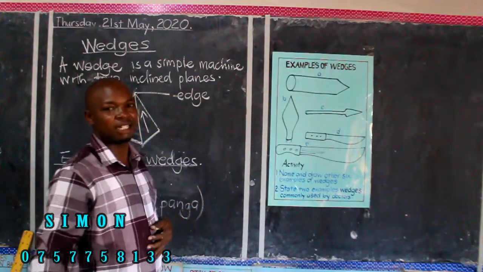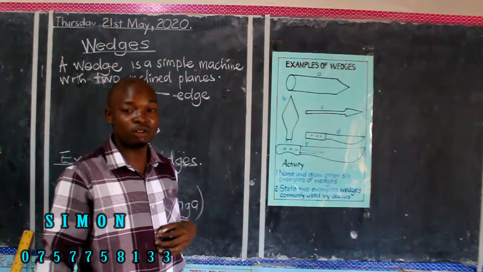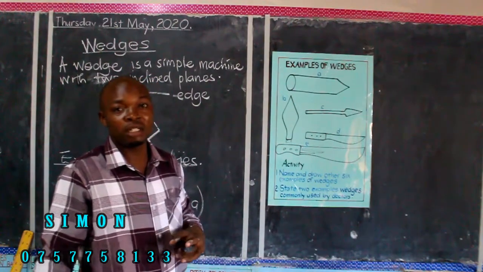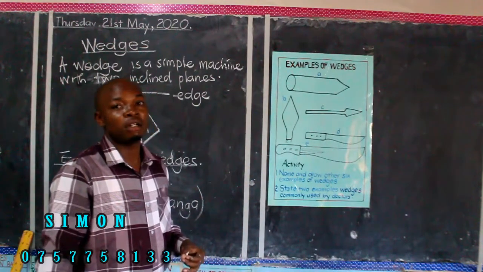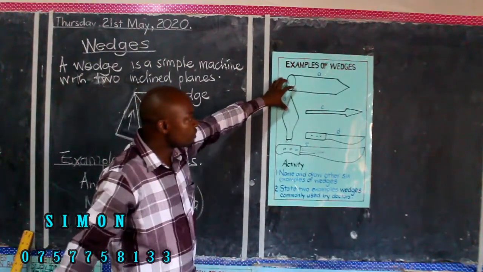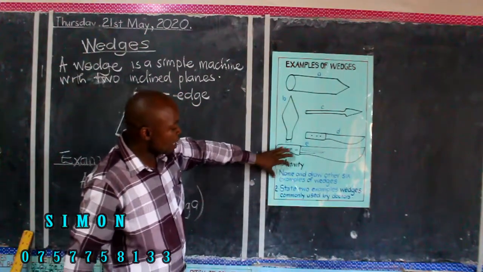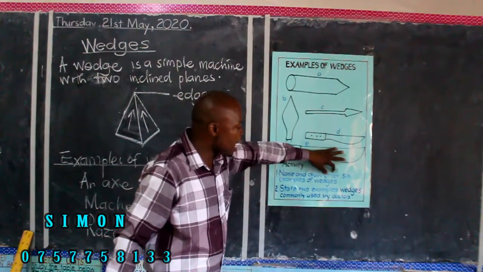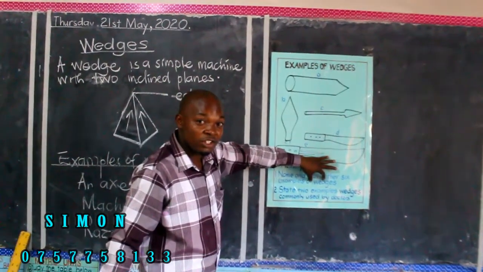On top of that, doctors in hospitals use what we call surgical blades. They have needles, the ones that are put on syringes before injection. We have hoes for digging. We have slashers, and very many other objects, as you will discover. So, for now, I have these questions, and I wish you to do them properly. I've said, name and draw 6 other examples of wedges.